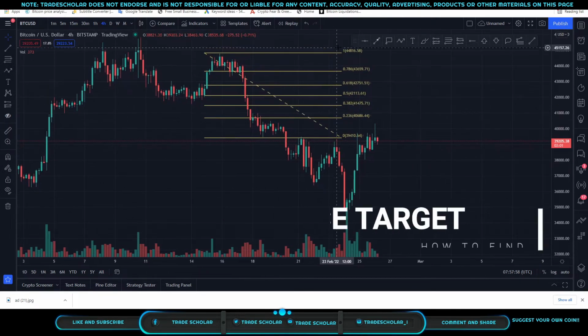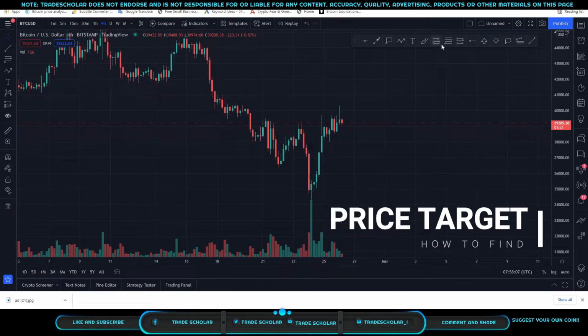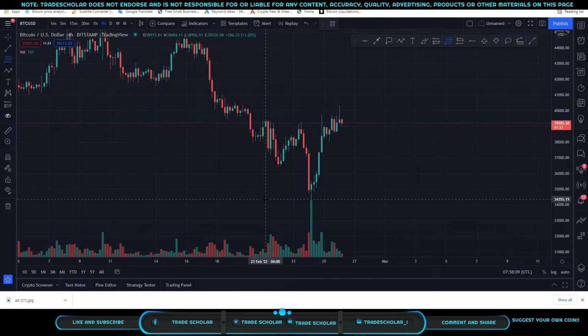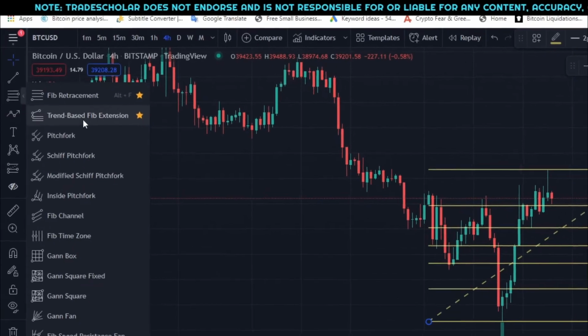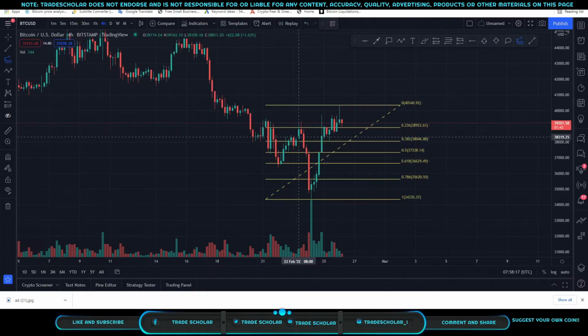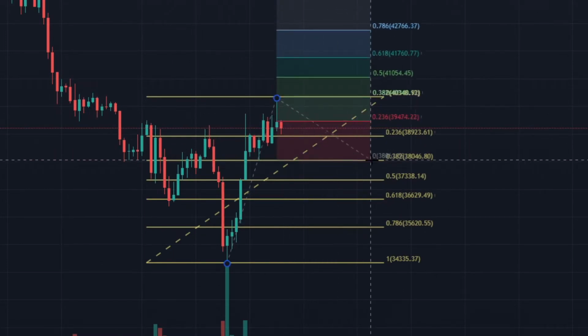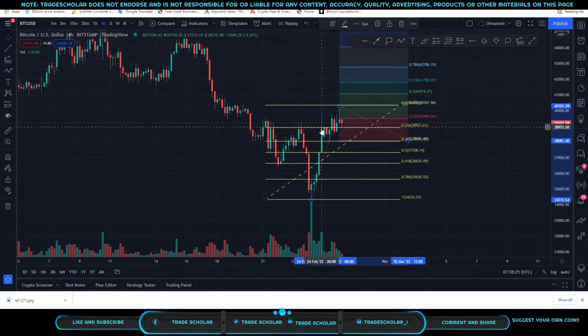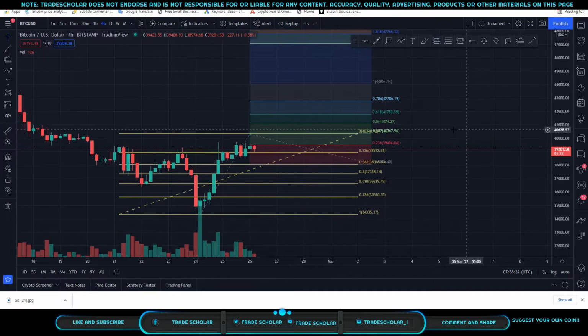So how to find the price target? In the example, Fibonacci retracement from swing low to swing high, finding the price target to the upside, you need to use the trend-based Fibonacci extension. So swing low, swing high, and then the retracement area. It retraces in 0.382. So that's how you get your target price to the upside.